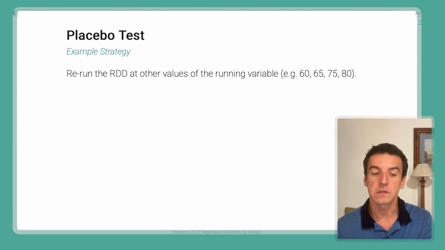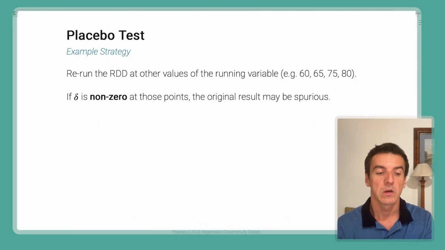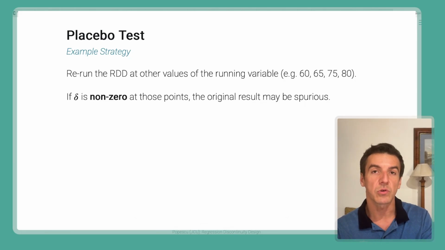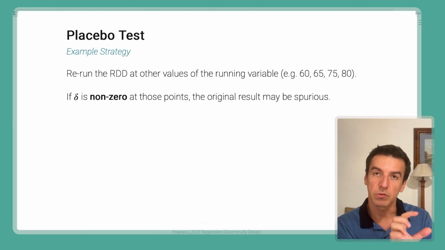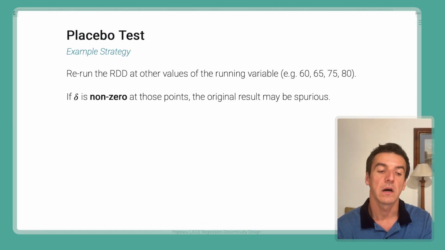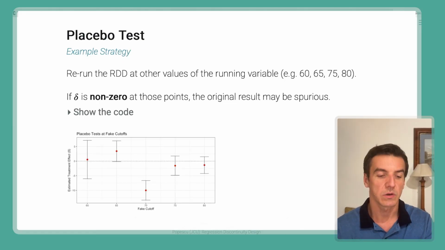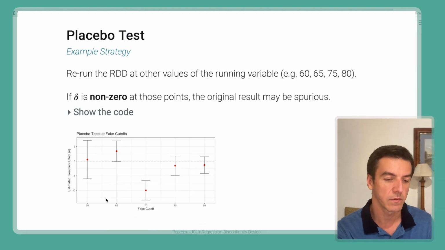The way to do this is to run RD at different values of the running variable. So in our case, it would be 60, 65, 75, 80. Remember that in our case, the threshold was 70. So we want to make sure that the delta, the gap at all those other points, is zero. So here's, for example, an illustration of this.